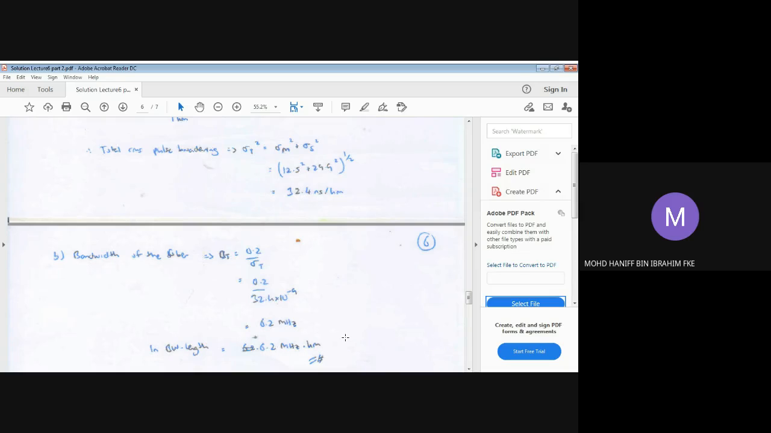In a bandwidth length product, it should be 6.2 megahertz kilometer, because you are not given the length straight away, so we assume a length of 1 kilometer. The bandwidth length product is simply 6.2 megahertz multiplied by the length of 1 kilometer, which gives us 6.2 megahertz kilometers. Hopefully you understand these issues clearly. Okay, so let's have a look at another example.